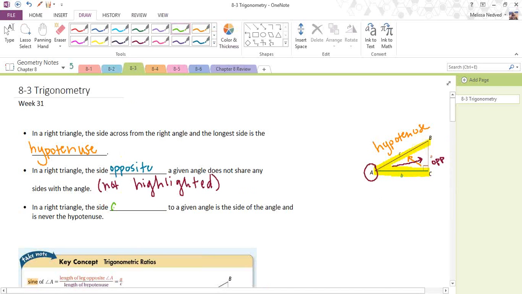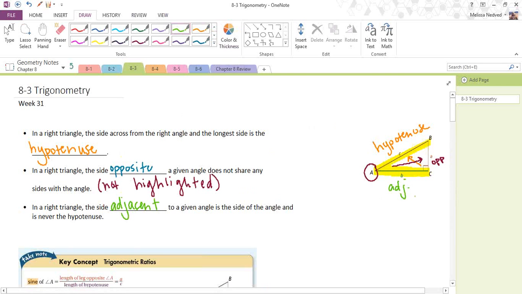So in a right triangle, the side adjacent to a given angle is a side of the angle that is never the hypotenuse, and it's touching that angle. So basically the remaining side is what we call adjacent. So if you look at a right triangle, today we're only going to be talking about right triangles. First, you can identify the hypotenuse. Then, depending on which angle you're given, you're going to have an opposite side and an adjacent side.